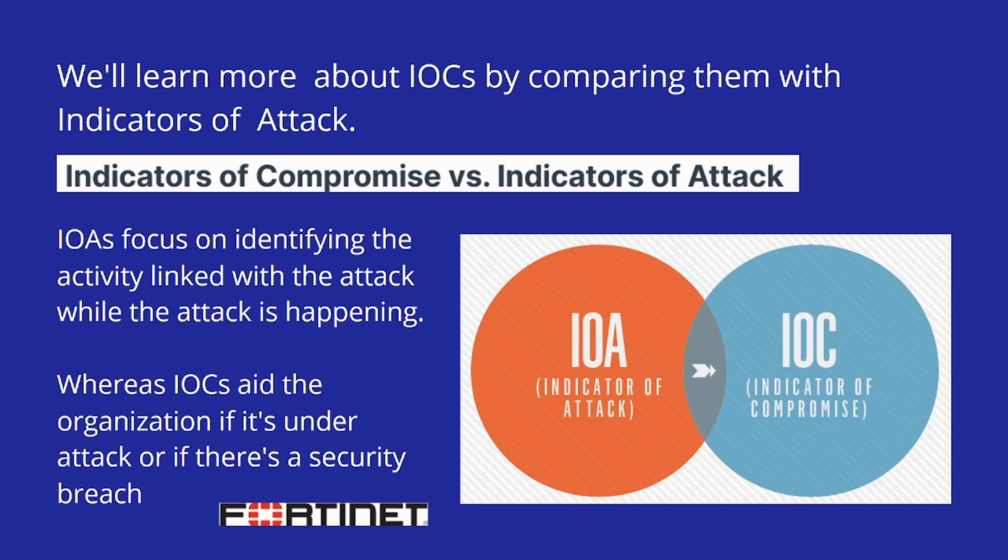Indicators of attack focus on identifying the activity linked with the attack while the attack is happening, whereas the indicators of compromise aid the organization assess if it's under attack, if there's a security breach.